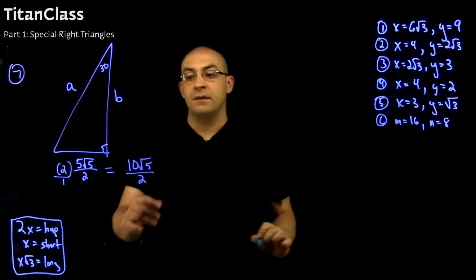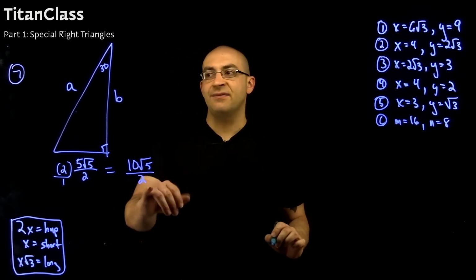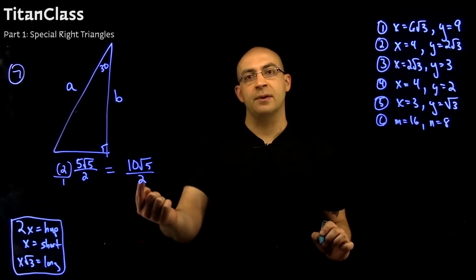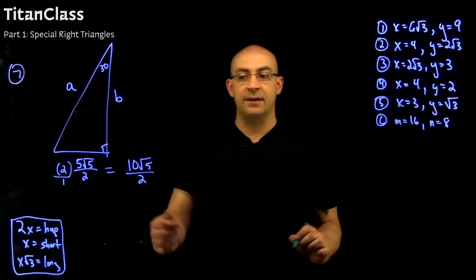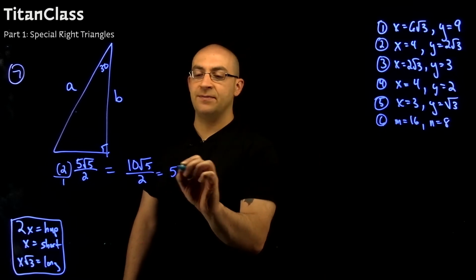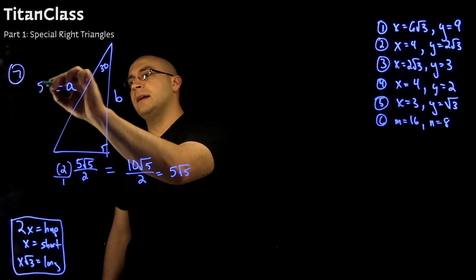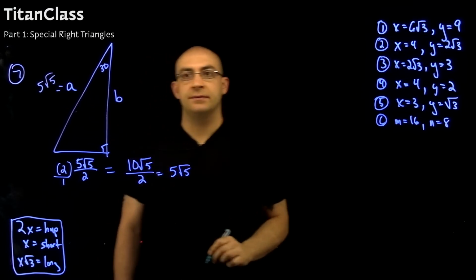Now, yeah, that is the value of the hypotenuse, but there's a problem here because I can simplify the fraction part. 10 over 2 is going to be 5, right? So this is going to simplify to 5 root 5. And that is going to be the length of my hypotenuse, 5 root 5, okay?